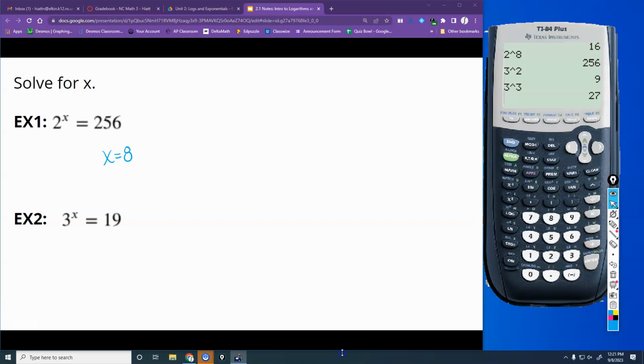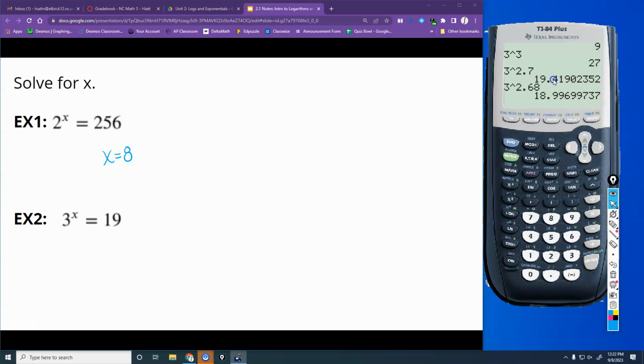Anybody? 2.7. So 3 to the 2.7 would be 19.41. That's pretty close. Anybody get closer than that? So it needs to be a little less than 2.7. Let's see if we can get something closer. But 2.6 is going to be too low. 2.68. All right, hold on, I gotta hit 3 to the 2.68. You guys know that raises to the power. Everybody's got that. I know we haven't used these calculators a lot.